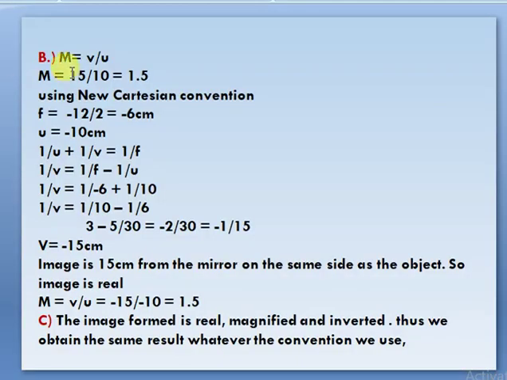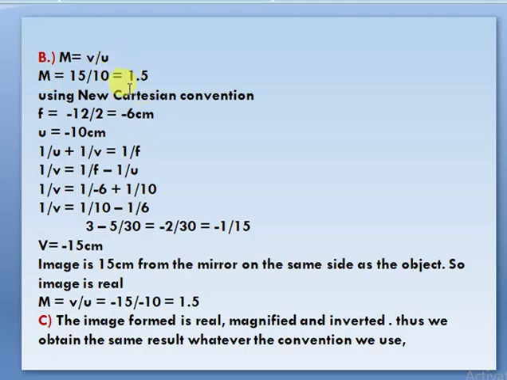Now let's look at our magnification B. The formula for magnification M is V over U. We have gotten our image distance now to be 15, and our object distance was given as 10. So 15 over 10 will give us 1.5. So you find that magnification is 1.5. That means the image is magnified. Assuming magnification is 1, that means the image is the same size as the object.